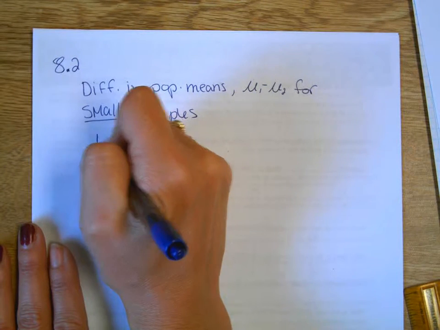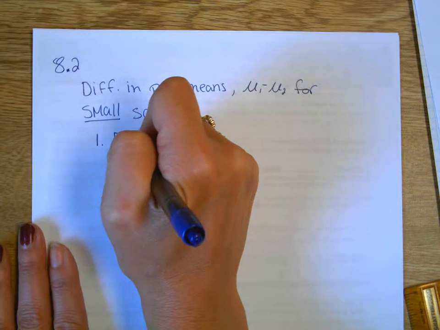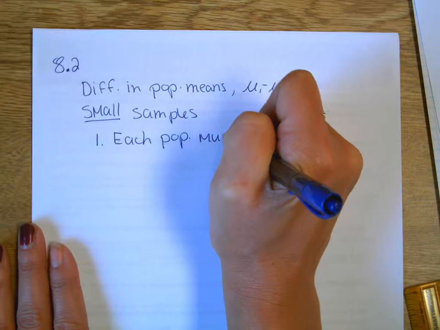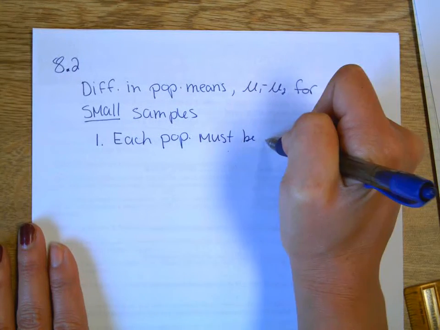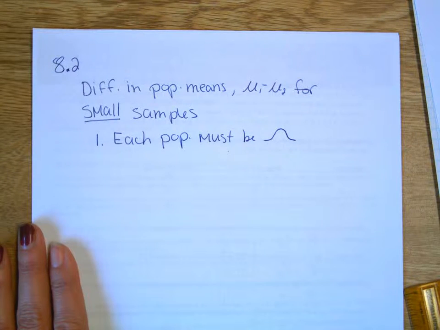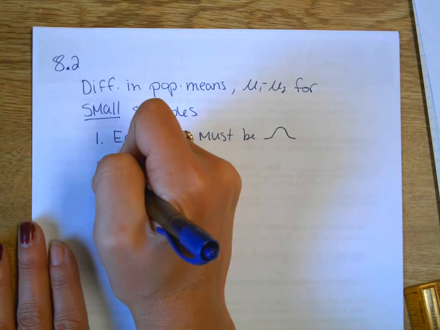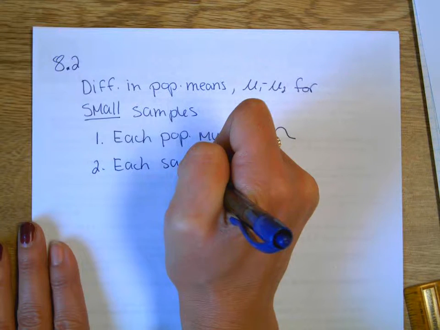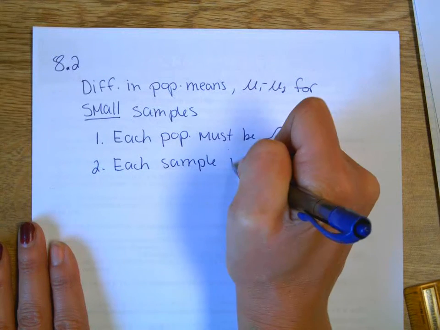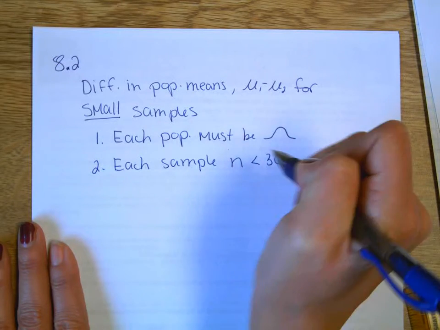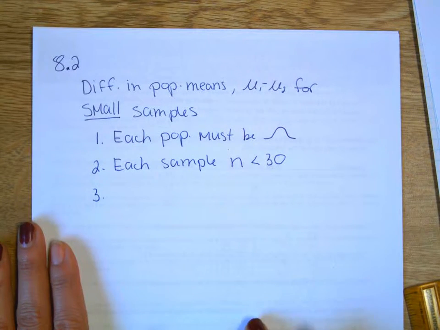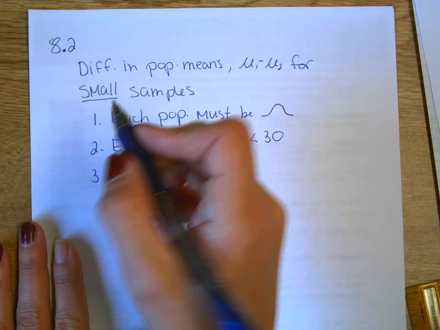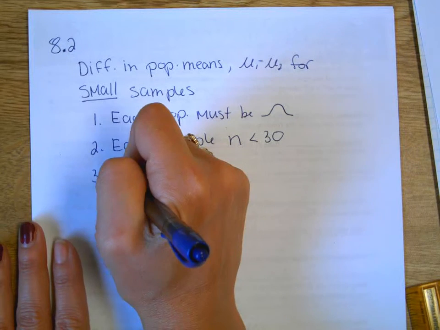So, three things have to happen. Each population must be normal. Remember, with the small samples, they have to tell you that they're coming from normal populations. It can't look like the coral reef. Each sample, to be small, has to be less than 30. And the third, you can't have any overlap. You can't have some of the same people in both samples. So those are independent when there's no overlap.